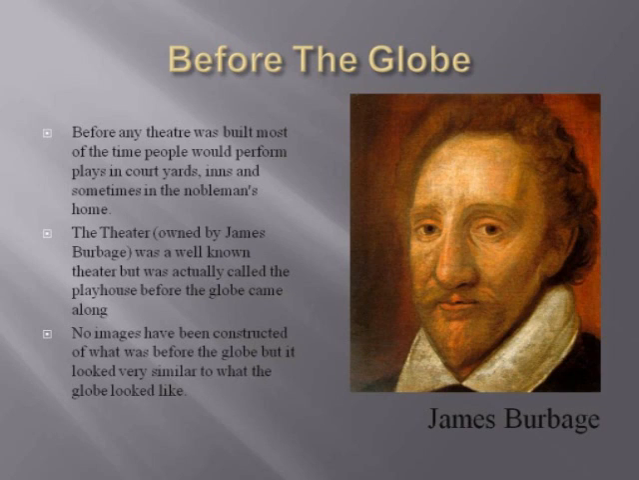Before the Globe, before any theatre was built, most of the time people would perform plays in courtyards, inns, and sometimes the nobleman's home. The theatre owned by James Burbage was a well-known theatre, but was actually called the Playhouse before the Globe came along. No images have been constructed of what was before the Globe, but it looked very similar to what it looks like today. In the picture on the right is James Burbage.